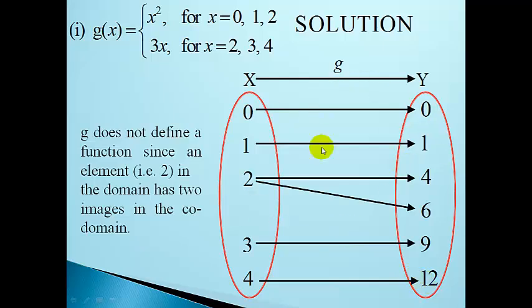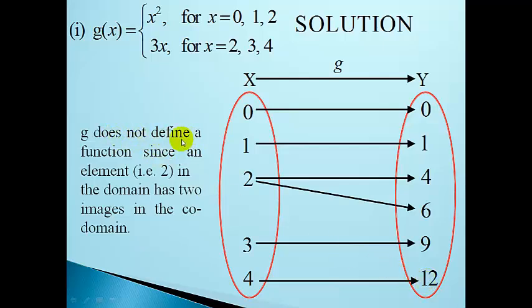So when we look at the mapping, we can see that 0 is mapped to 0, and 1 is mapped to 1. The element 2 in x is mapped to 2 elements in y, that is 4 and 6. 3 maps to 9, and 4 maps to 12.